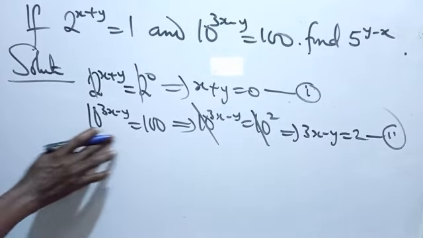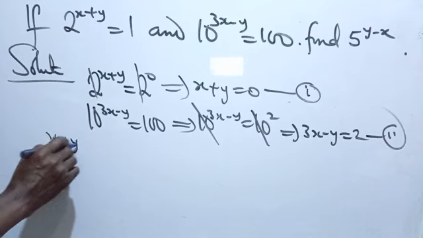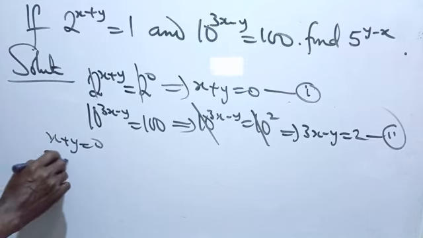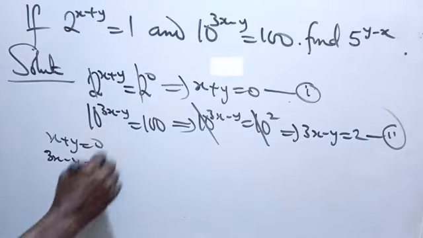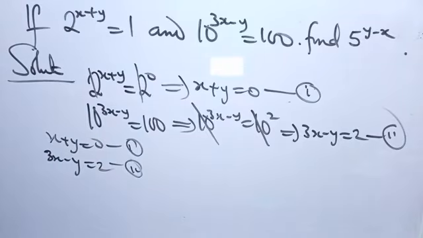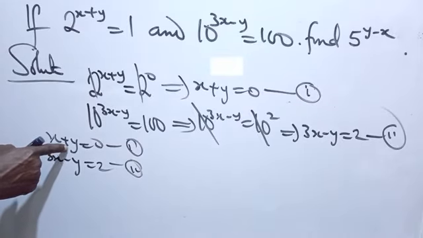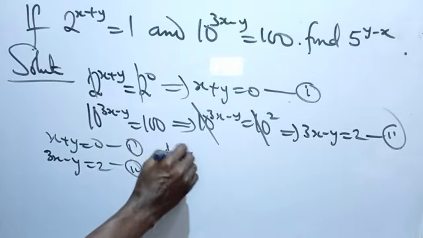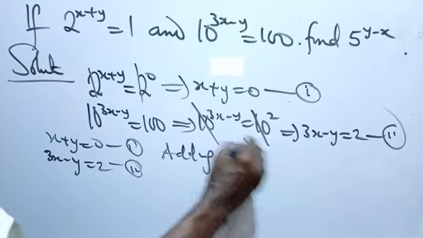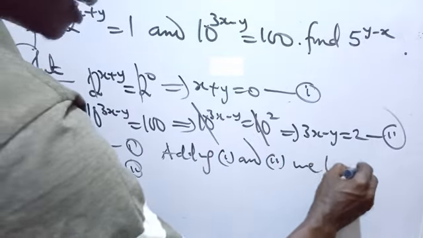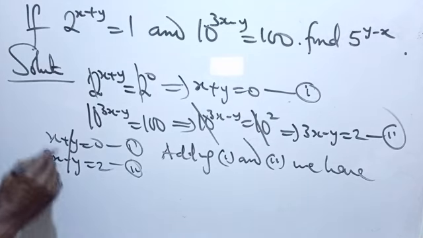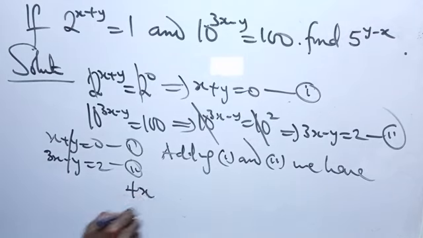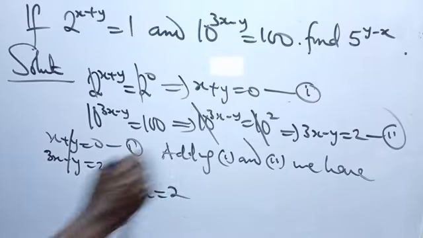Okay, so combining the two equations together, you have x plus y equals 0 and 3x minus y equals 2, equation 1 and equation 2. We can eliminate y here, because this one has a positive sign and this one has a negative sign. So you can eliminate y by the elimination method, because it's already a simultaneous equation. Adding equations 1 and 2, y cancels y. You have x plus 3x, that's 4x, equals 0 plus 2, that is 2.